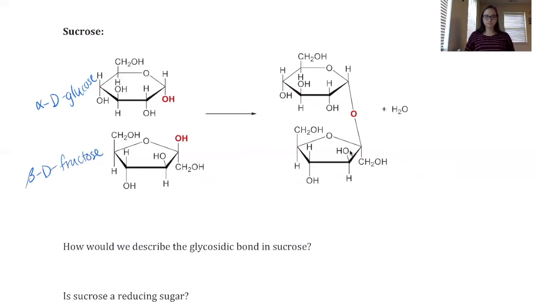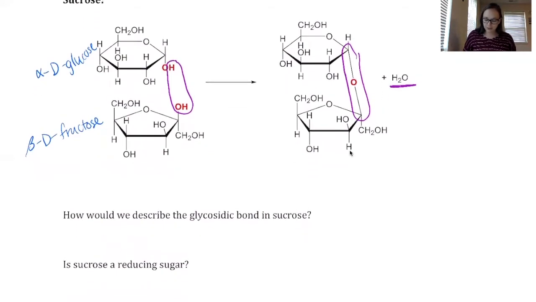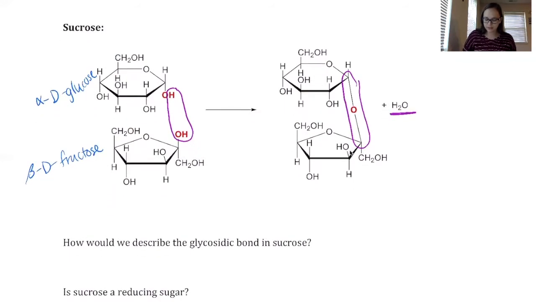interacting in this one. So again, we're going to have the interaction of one of the oxygens and two of the hydrogens to make water. And the one oxygen left over is going to fill in the place of where both of the oxygens were. And that makes this ether bond here. So how would we describe the glycosidic bond in sucrose? Oh, I wanted to go ahead and say too that sucrose is table sugar.